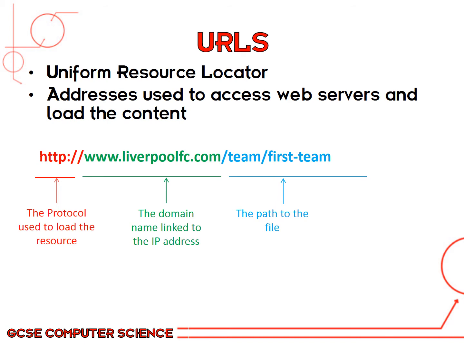If we take a look at the example underneath, HTTP is the first part of the URL. This could be HTTPS or FTP. Different types of protocols are always at the start of the URL. This is what protocol needs to be used to load that particular resource. The middle section in green is the domain name. So this is the kind of memorable name that you use for a company. The last section is what we call the path. Now this is the path to the specific page or file within that website.